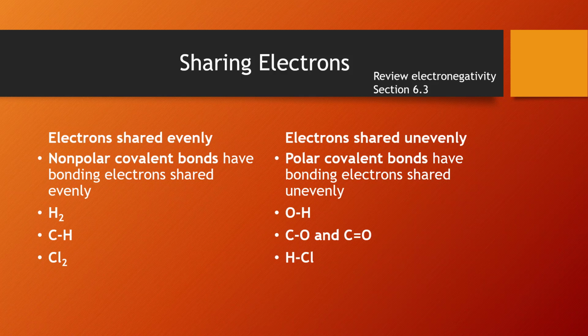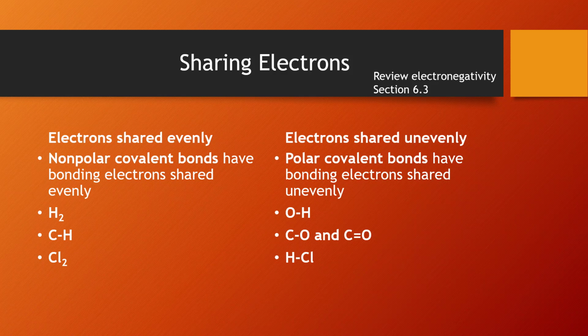Covalent bonds are about sharing electrons, but not all covalent bonds share electrons equally. So we're going to, in class, spend quite a while reviewing electronegativity, and you need to. So if electrons are shared evenly, you get nonpolar covalent bonds. That's bonding electrons shared evenly. So your diatomic molecules are going to have nonpolar covalent bonds. Carbon and hydrogen bonds are nonpolar. You see a lot of carbon-hydrogen bonds that are going to be nonpolar.